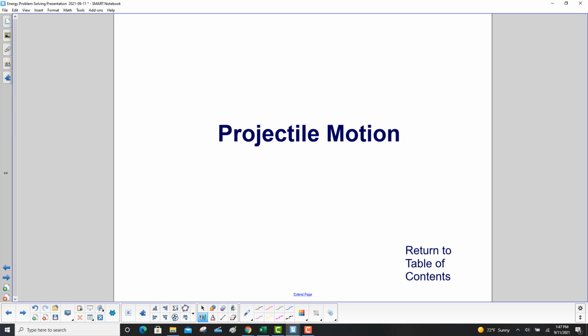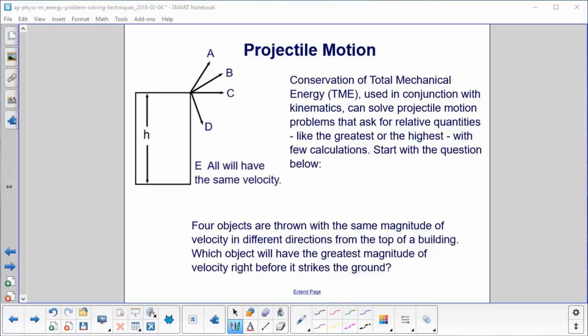Projectile motion. We'll now do a few projectile motion problems without numbers, and we want to see if your physics intuition will help here. And we're also going to back it up by going back to the equations we use to give us exact numbers. So we're going to use conservation of total mechanical energy and kinematics.